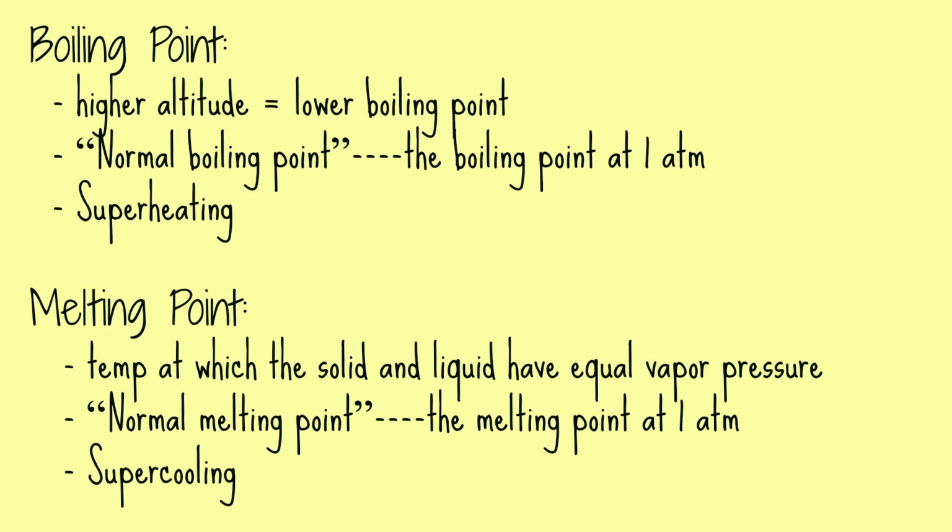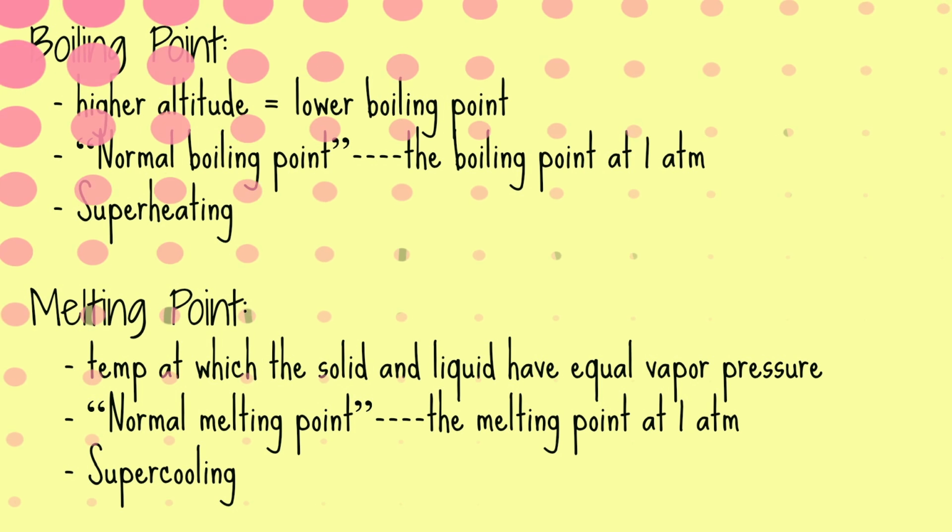Melting point is the temperature at which a solid and liquid have equal vapor pressure. Normal melting point is the melting point at 1 atmosphere or sea level. Supercooling can also decrease the melting point, making it easier to melt something.